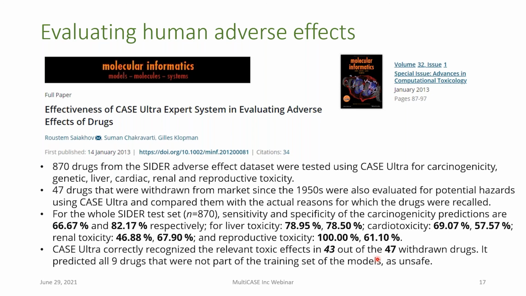And what is most important, I think, CASE Ultra was able to correctly recognize the relevant toxic effect in 43 out of 47 withdrawn drugs. It means it recognizes that these chemicals are toxic, and toxic for the same reason as they were withdrawn. Out of those, 9 drugs were not part of the training set of any of the models, and we correctly identified them as unsafe, meaning each one of them was predicted to have one or more adverse effects for humans. So from this point of view, they should never go into circulation, and then they would never be withdrawn. Unfortunately, the producers of those pharmaceuticals were probably not familiar with our software at the time.